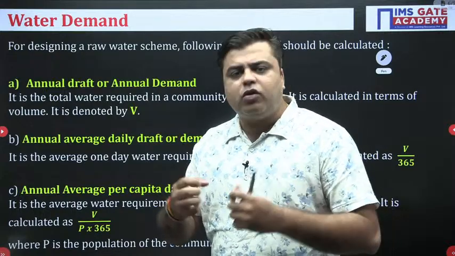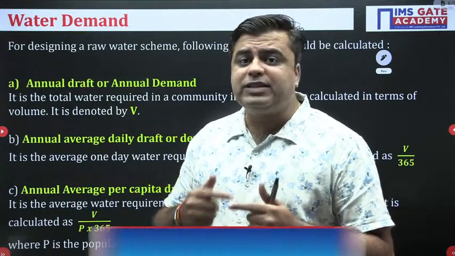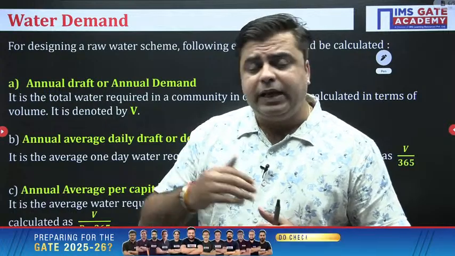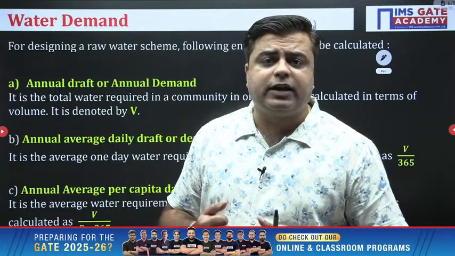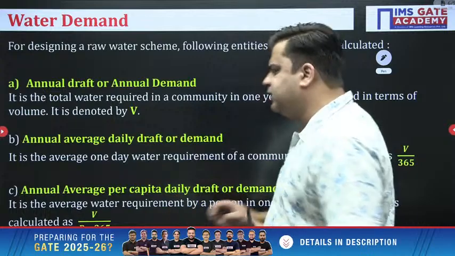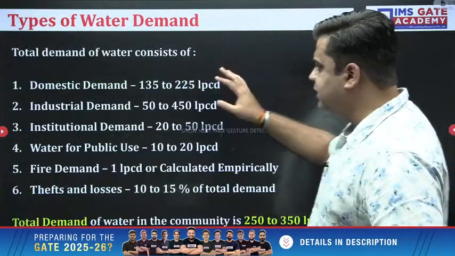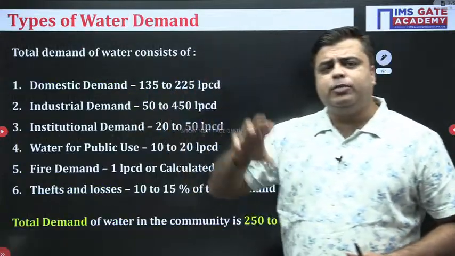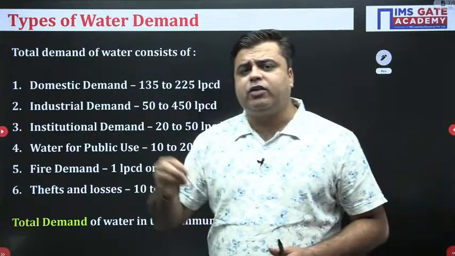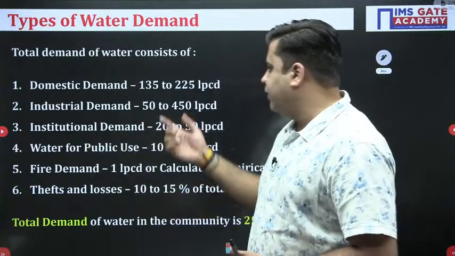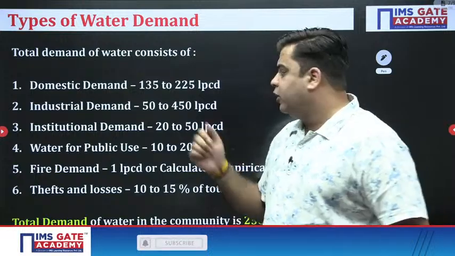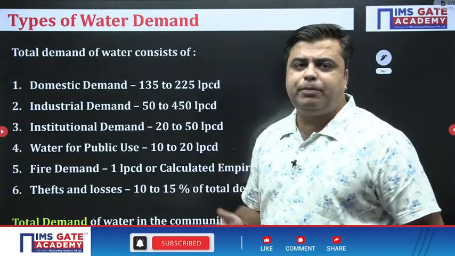Now the total quantity of water required in a community is termed water demand. Based on the different usages of water in the community, we have classified these different demands. It starts from the domestic demand. Domestic demand is the amount of water required for domestic usages. It varies in the range of 135 to 225 liters per capita per day.